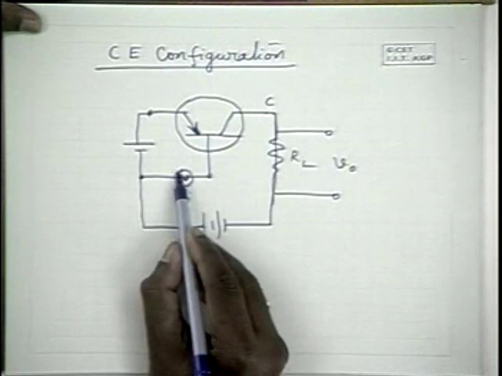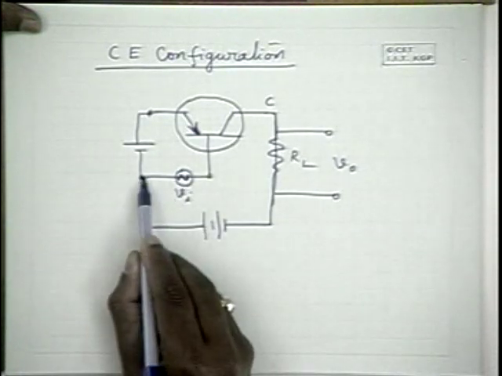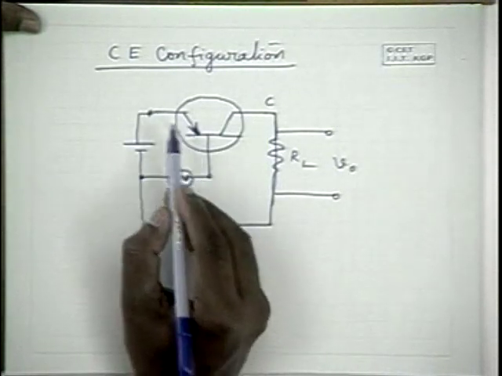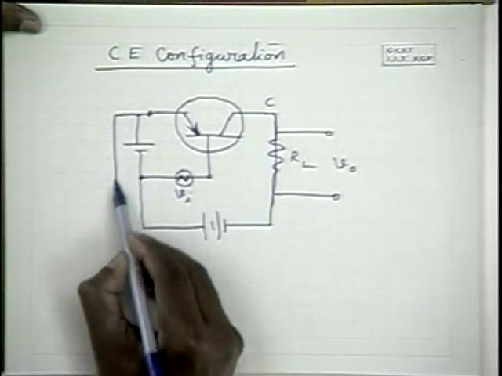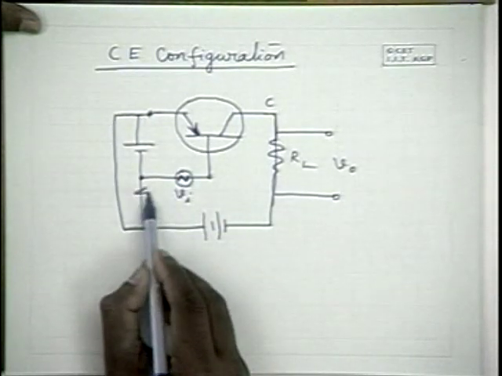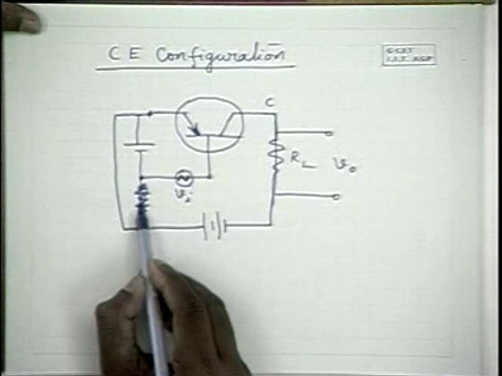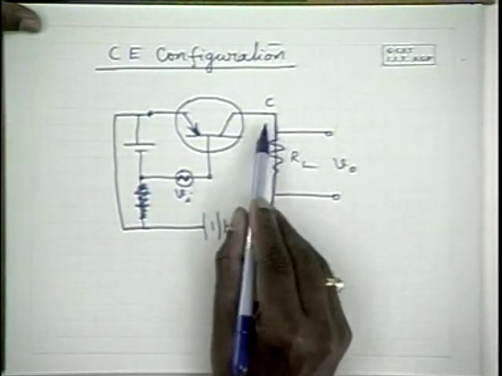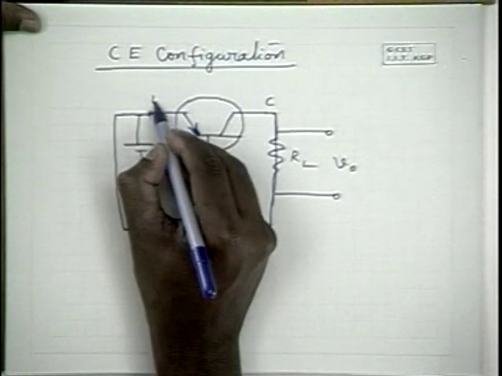Okay, so the input is applied between the base and the emitter, and there is a small mistake over here. So this is the circuit, and the output is tapped between the collector and emitter.